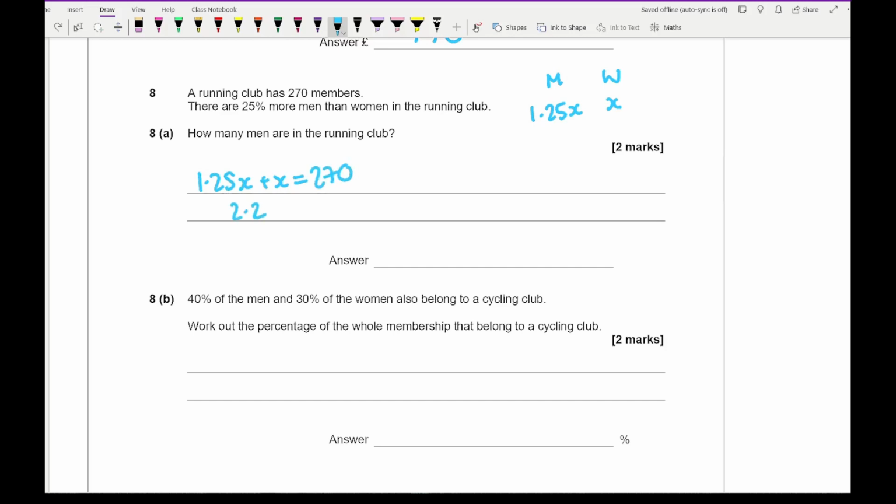So 2.25x equals 270, and then if I do x equals 270 divided by 2.25, that gives me an answer of x equals 120. So that means that there are 120 women, and to work out the men, all I need to do is 120 times 1.25, which gives me an answer of 150. So here the answer then is 150.